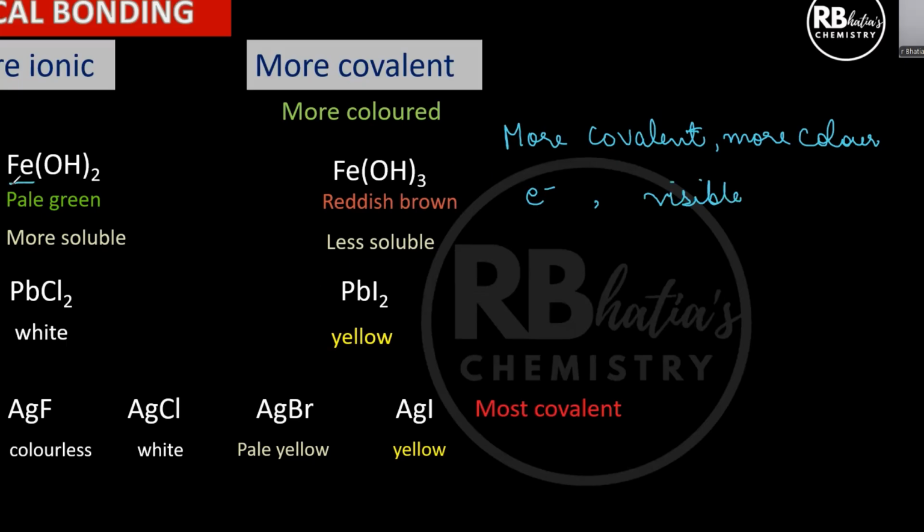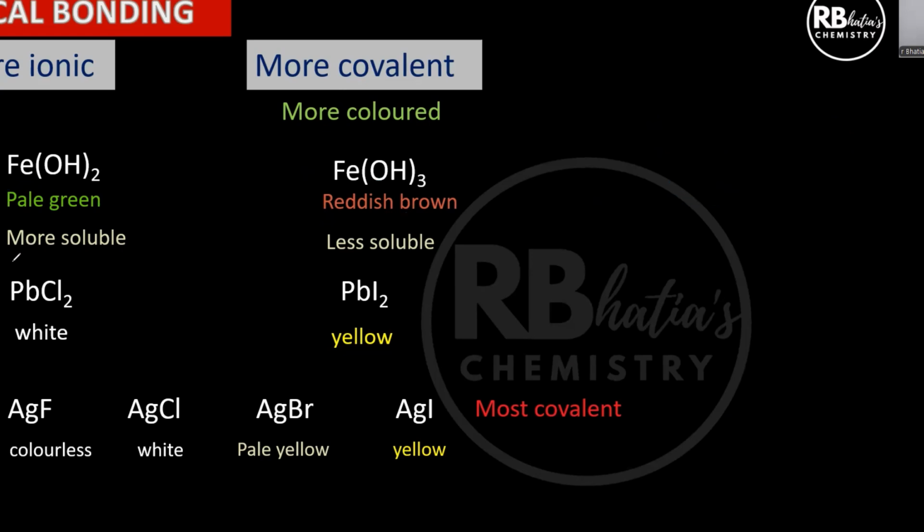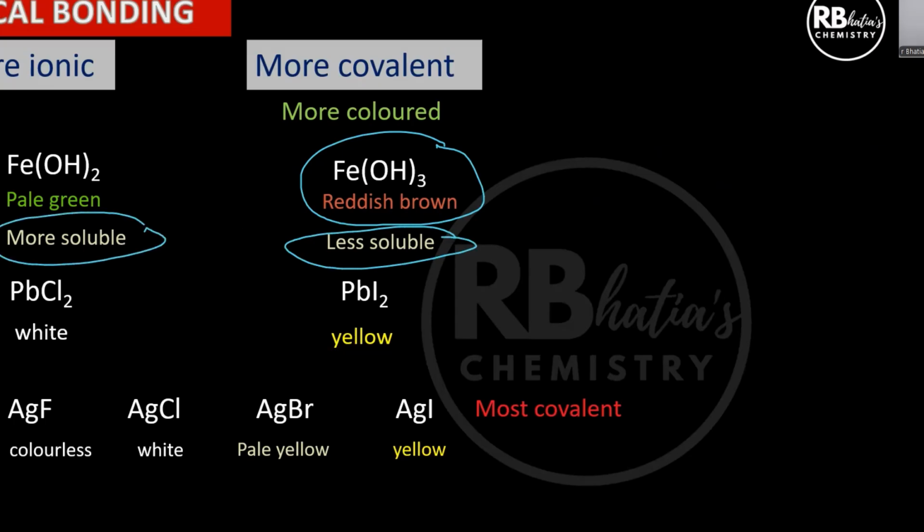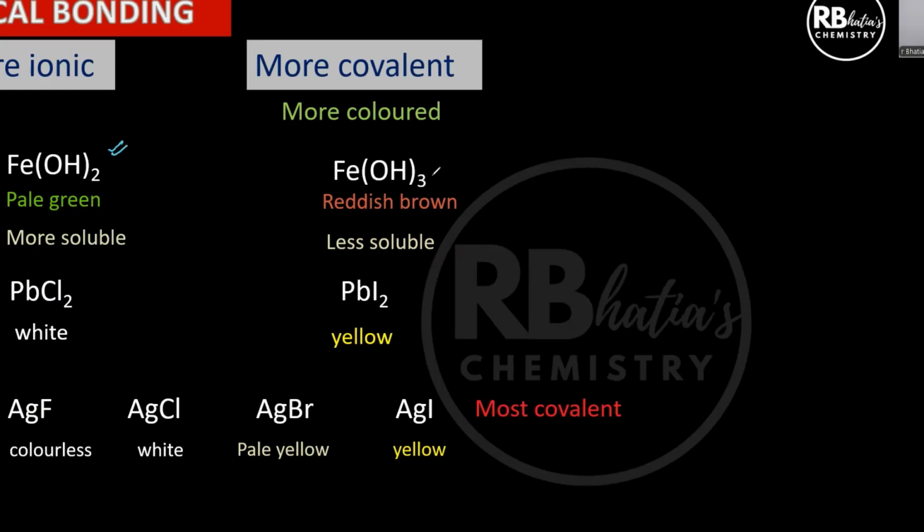So if we compare ferrous hydroxide and ferric hydroxide, this is +3, this is +2. Higher positive charge, smaller size means more covalent, and this is more ionic. Now, more covalent means a deeper color. This is reddish brown. This is either pale green or colorless. This is a deeper color because of more covalent character. Similarly, this being more covalent is less soluble, whereas more ionic is more soluble. And that is why ferrous hydroxide is more soluble, whereas ferric hydroxide tends to precipitate out.